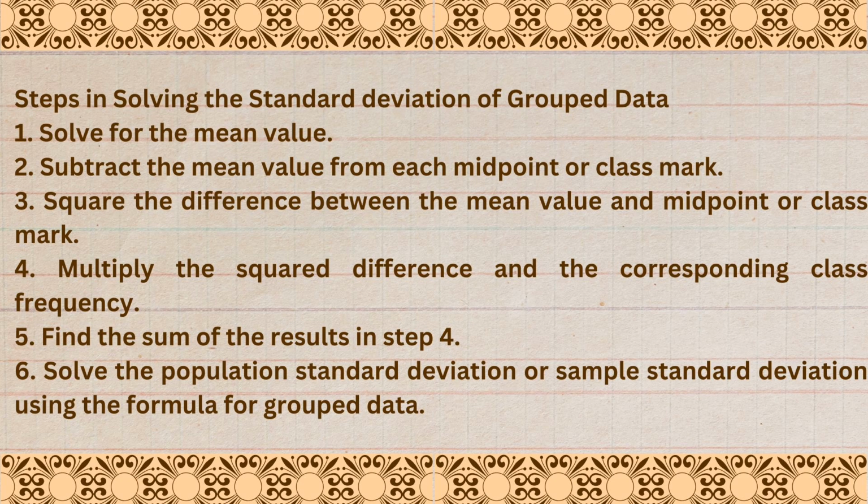Steps in solving the standard deviation of grouped data. Number 1, solve for the mean value. Number 2, subtract the mean value from each midpoint or class mark. Number 3, square the difference between the mean value and midpoint or class mark. Number 4, multiply the squared difference and the corresponding class frequency. Number 5 is find the sum of the results in step 4. And number 6, solve the population standard deviation or sample standard deviation using the formula of grouped data.